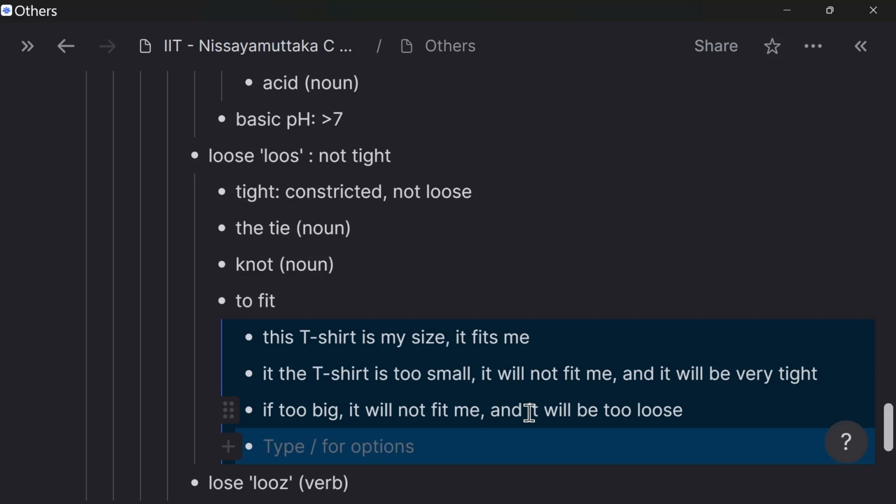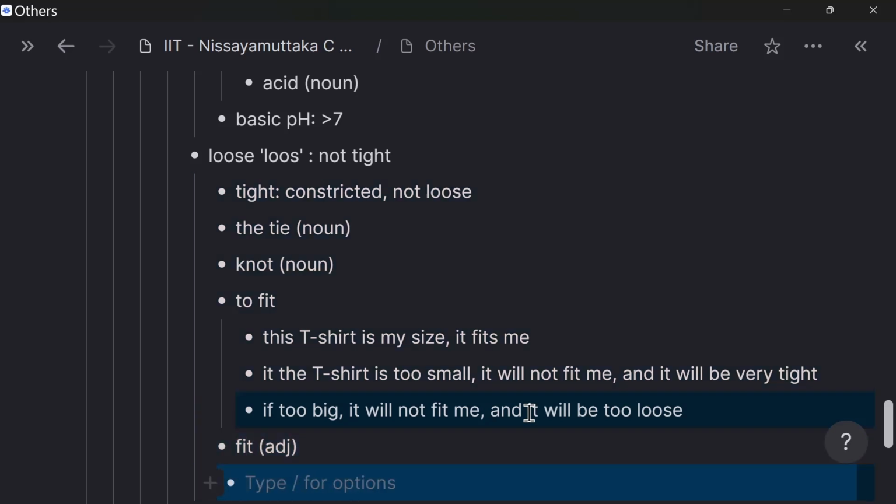But there is another use of fit, as an adjective. For example, it occurs to me, athletes, or just in general, athletes are very fit. Do you understand? This is an adjective. Athletes are very fit. Fit means they are strong. This is the meaning of fit.